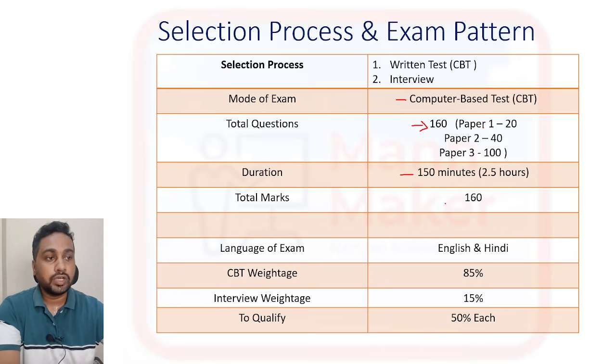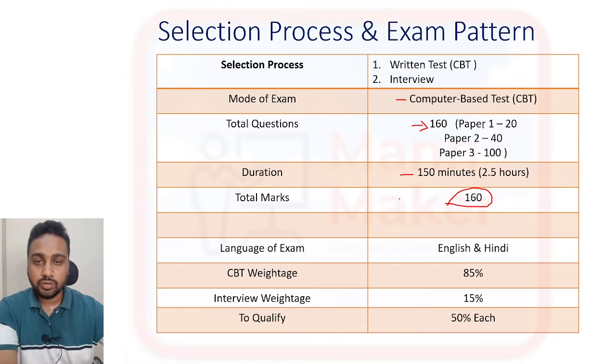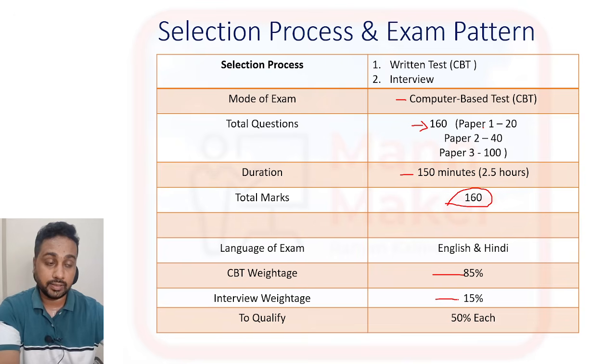For each correct answer you will get 1 mark, so the total is 160 marks. For negative marking, they haven't mentioned anything till now, so you will come to know when the admit card is released. In the CBT you will get the questions in both English and Hindi. The weightage is 85% for the CBT and 15% for the interview, so total 100%.